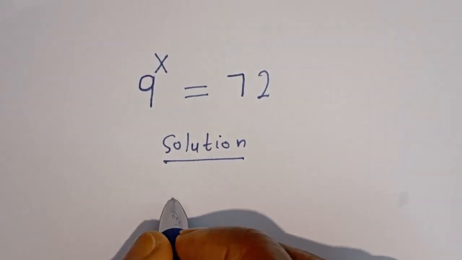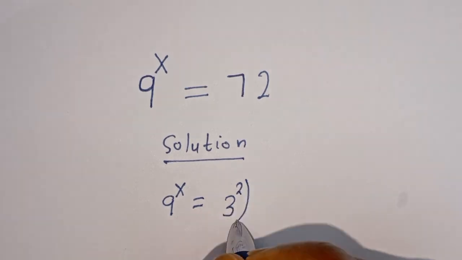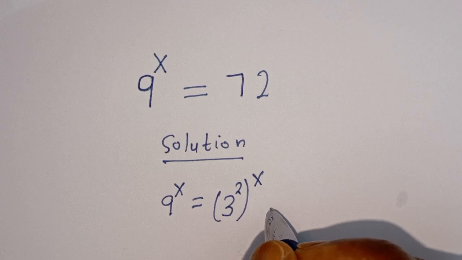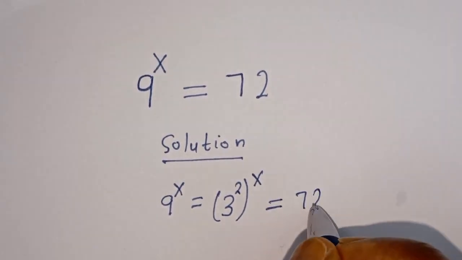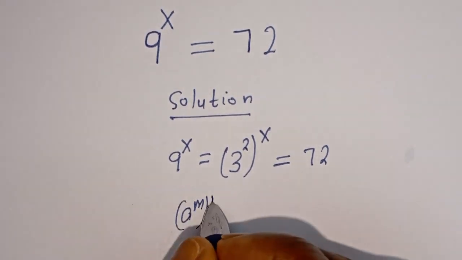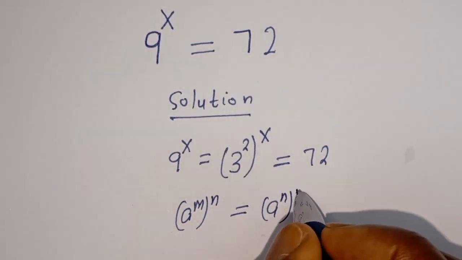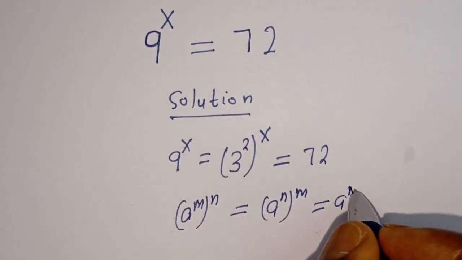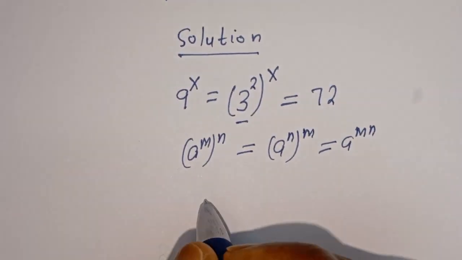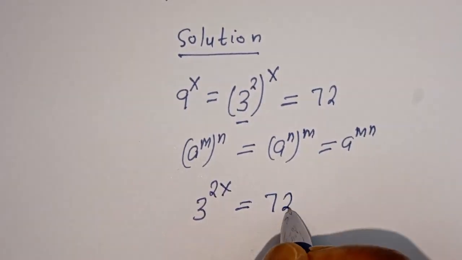Nine to the power of x is equal to 3 squared to the power of x, which is equal to 72. Take note of this, that if you have a to the power of m to the power of n, it is equal to a to the power of n to the power of m, which is equal to a to the power of mn. Then this can be written as 3 to the power of 2x is equal to 72.